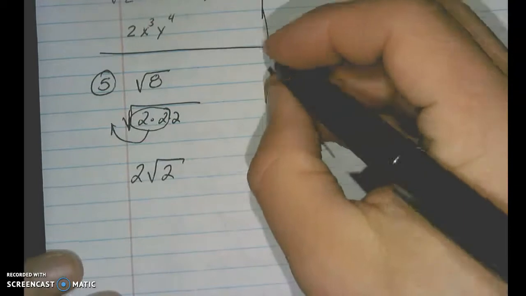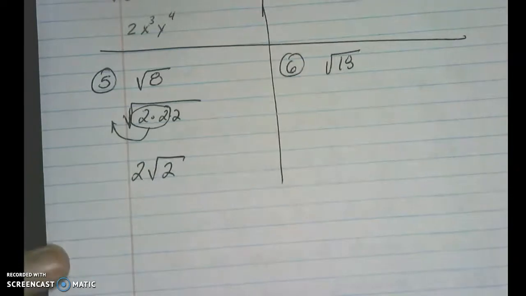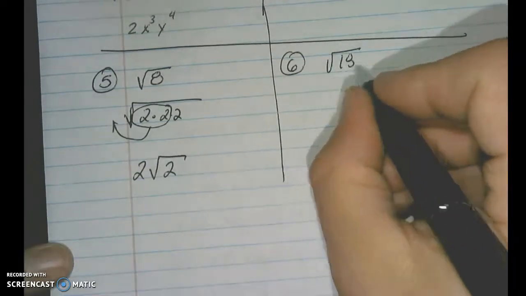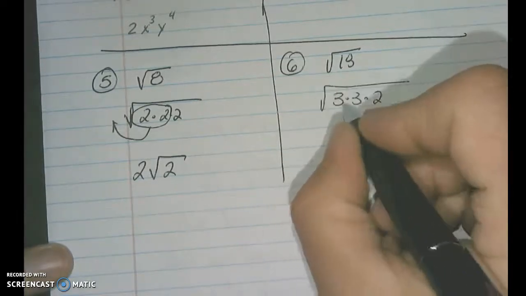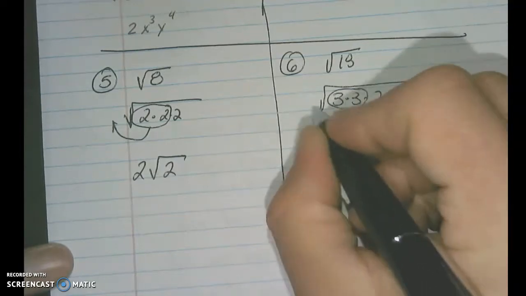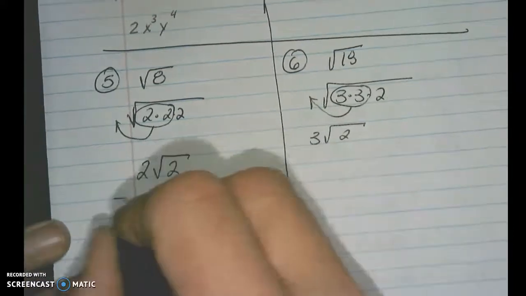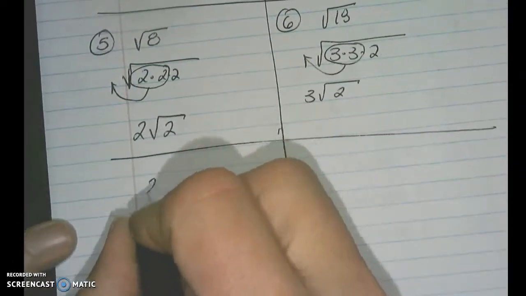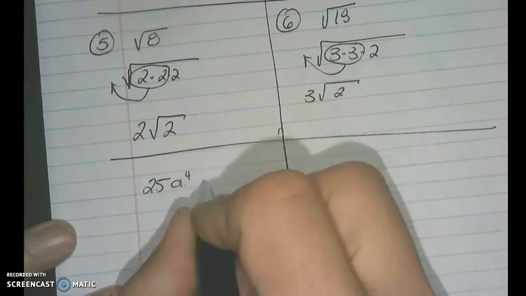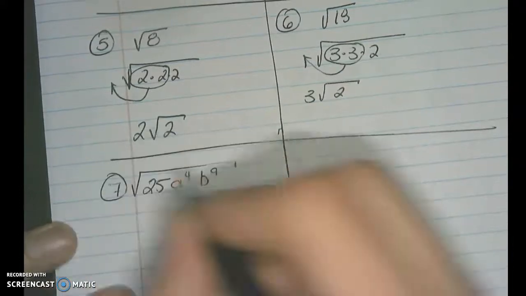Okay, so then let's do square root of 18 real quick. So I know that this is 9 times 2, which is also 3 times 3 times 2. 3 times 3 is 9 times 2. So then again, just like that. And let's do much time? I got 2 minutes. Okay.